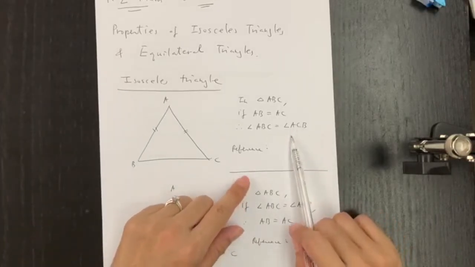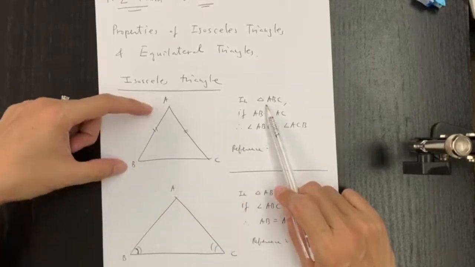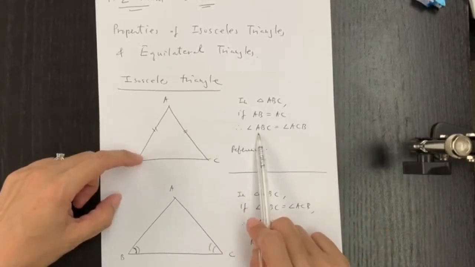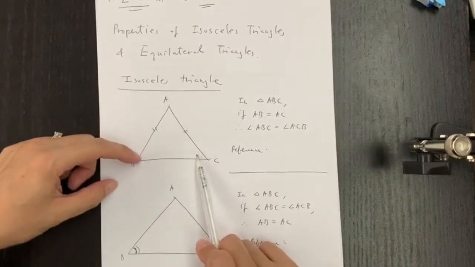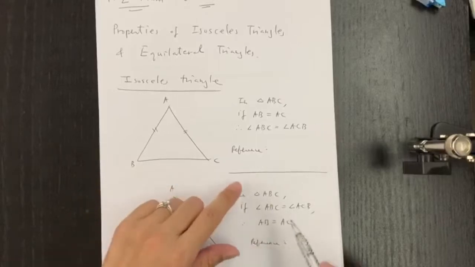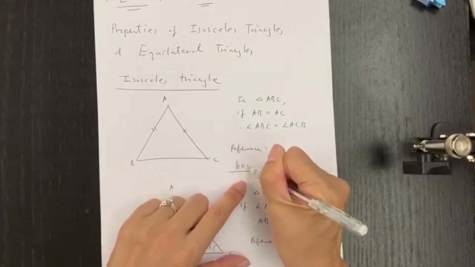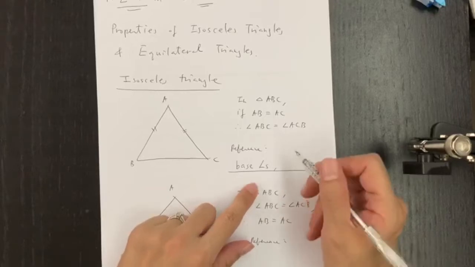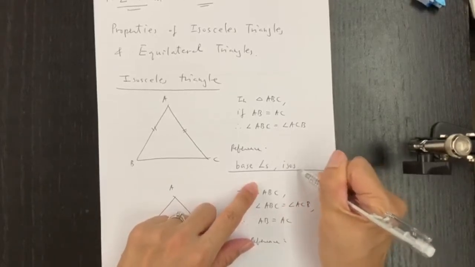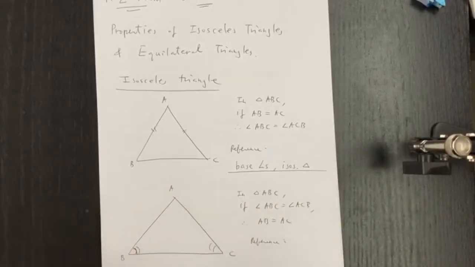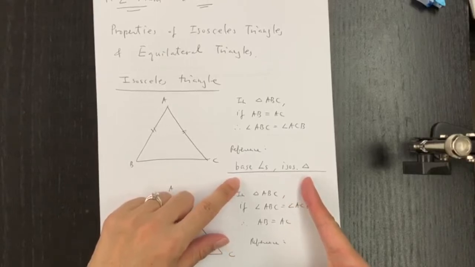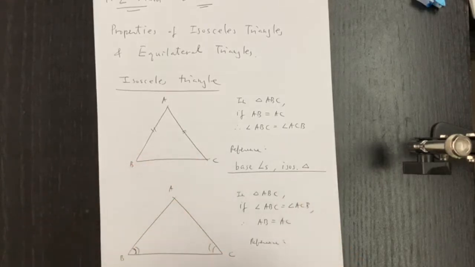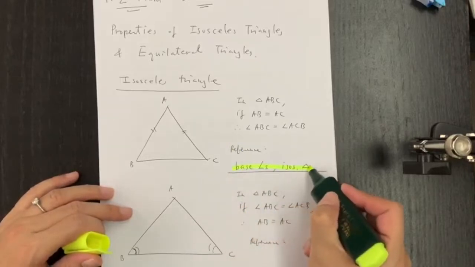Okay, so here is the property and the reference. So in triangle ABC, if AB is equal to AC, then these two angles here, angle ABC, this one, and this one must be the same, okay? And then the reference is base angles of isosceles triangle, because we have two base angles here that are the same. If you are given two sides the same, then the two base angles here must be the same. Okay, and this is important.